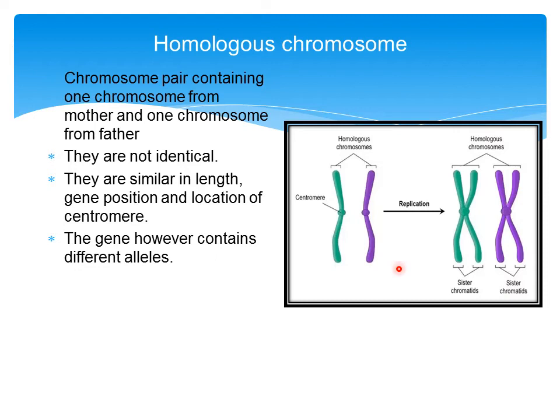They are not identical, and their position, length, gene position and location of the centromere are the same. After replication, these homologous chromosomes look like this. They have sister chromatids. Like a chromosome, they have produced their own replica. This is only replication. If this one comes from the father, it has produced another sister chromatid, and if it comes from the mother, it has produced another sister chromatid. So these are homologous chromosomes. I think it is clear to all of you. Let us move on to the next one.